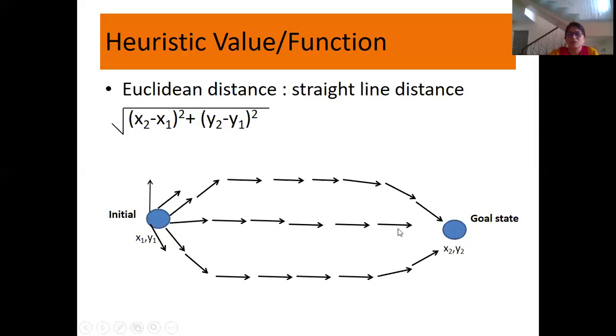So again, I repeat, heuristic functions when you are using a heuristic search may or may not give you an optimal solution.